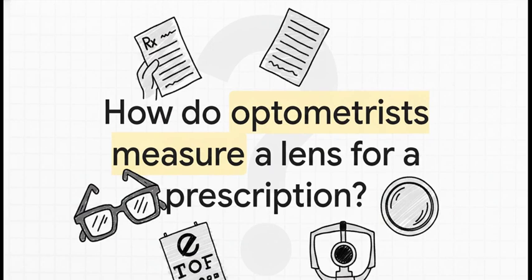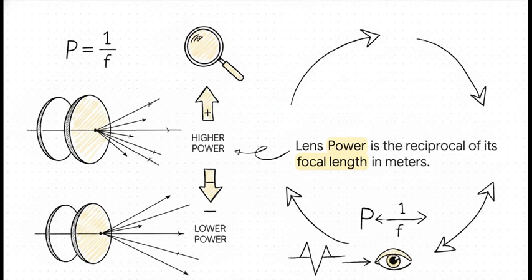But let's take a quick step back into the real world for a second. Think about getting a prescription for eyeglasses. When an optometrist writes down your prescription, they aren't exactly handing you a piece of paper with the lens formula scribbled on it, right? So how exactly do they measure a lens for everyday practical application? Well, they use the power of a lens. The formula is P equals 1 over f. So the optical power is simply the reciprocal of its focal length.